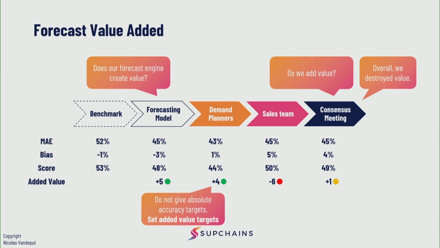Now, in my story here, we add value compared to the benchmark, so everything is great. The forecast engine is really good. Most often, when I discuss with companies that never did that before, so they never compare themselves to a moving average 12 months, they realize that they don't add value to this moving average, because basically the forecast engine is destroying value compared to the moving average.